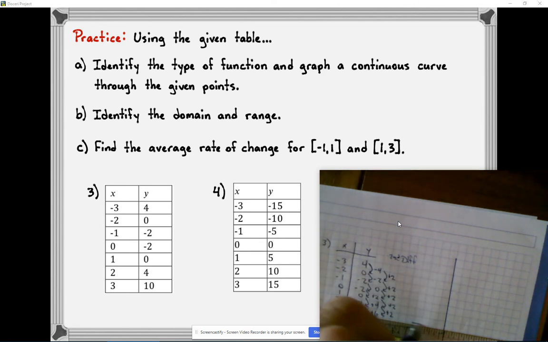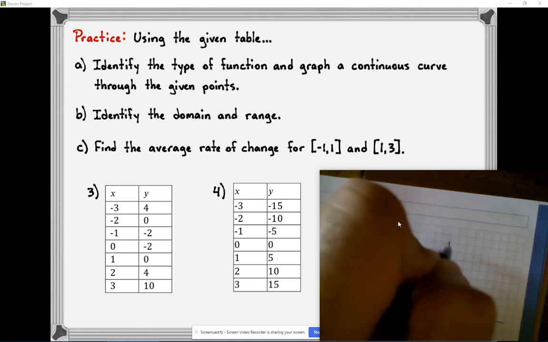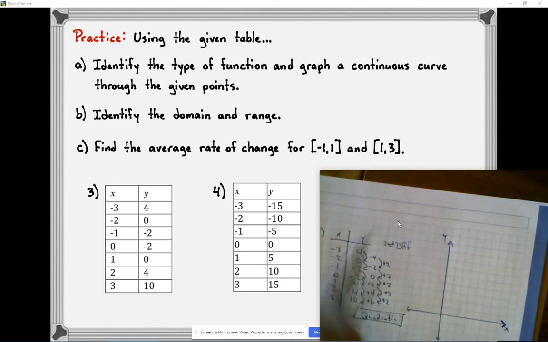Trying to draw, like I said, accurate graphs are so important in math. I don't want to see your parabolas looking like V's. They should have some curves to them. So let's plot those points.